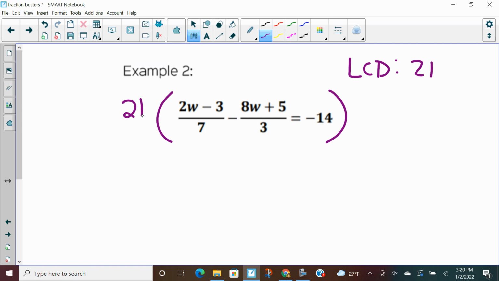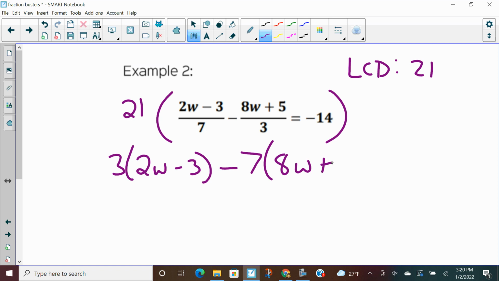So it works the same way, except that instead of just a whole number on the top, I'm going to have an expression. So 7 goes into 21 3 times. So now I'm going to have 3 groups of 2W minus 3, minus 3 goes into 21 7 times, 7 groups of 8W plus 5 equals a negative 21 times 14, which I don't know off the top of my head. I'll multiply it here.